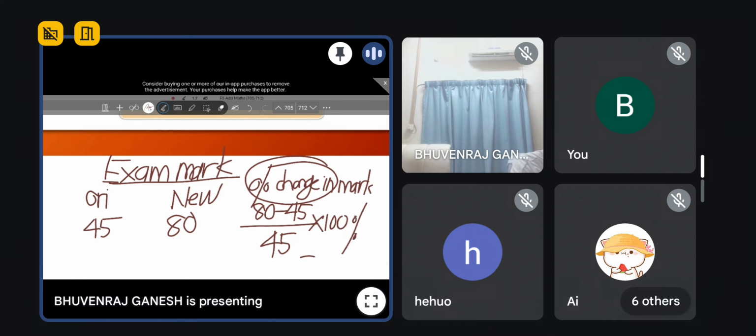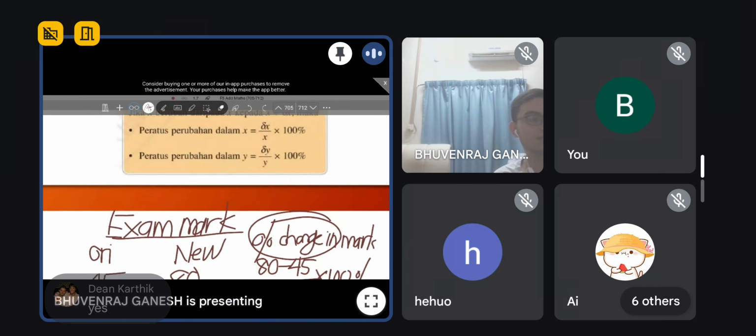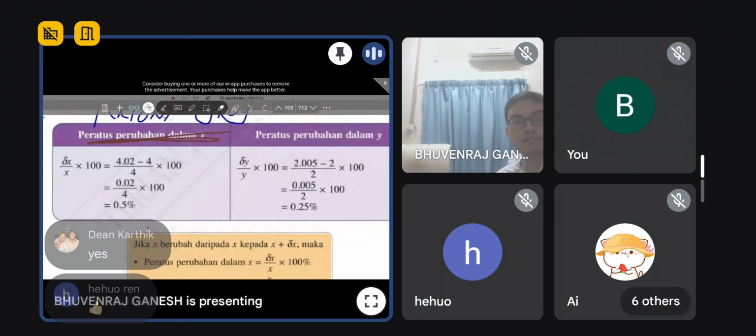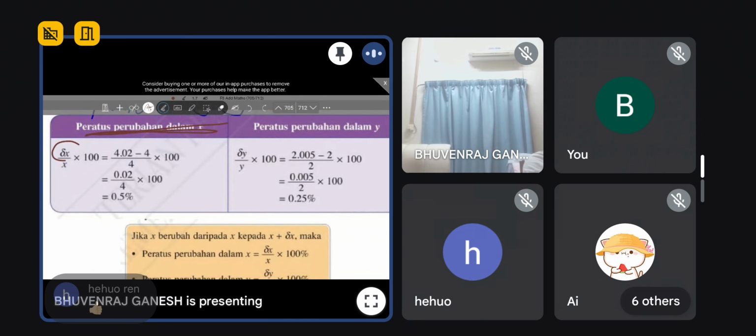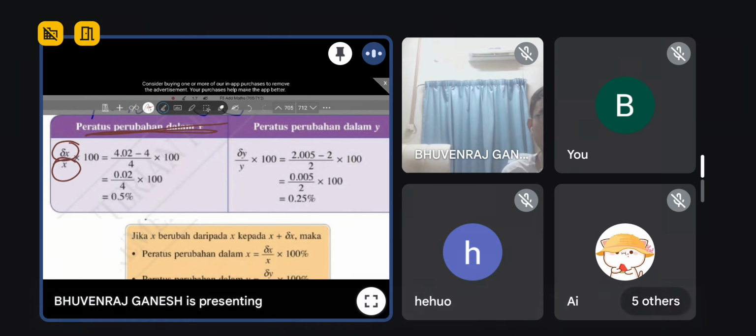Boleh faham tak, guys? So, kamu kira lah how much it increase. Okay? Kalau kamu tekan calculator, you should get 77.8%. Okay? So, means that the exam mark increase, bertambah sebanyak nilai ni. Do you guys get it? This concept, can you understand or not? Kalau kamu faham yang ni, you can definitely understand this one. It's exactly the same. So now, delta X is like your change in exam mark, perubahan markah peperiksaan kamu. X2 adalah nilai asal markah exam kamu. Lepas tu, times 100 to get the percentage.